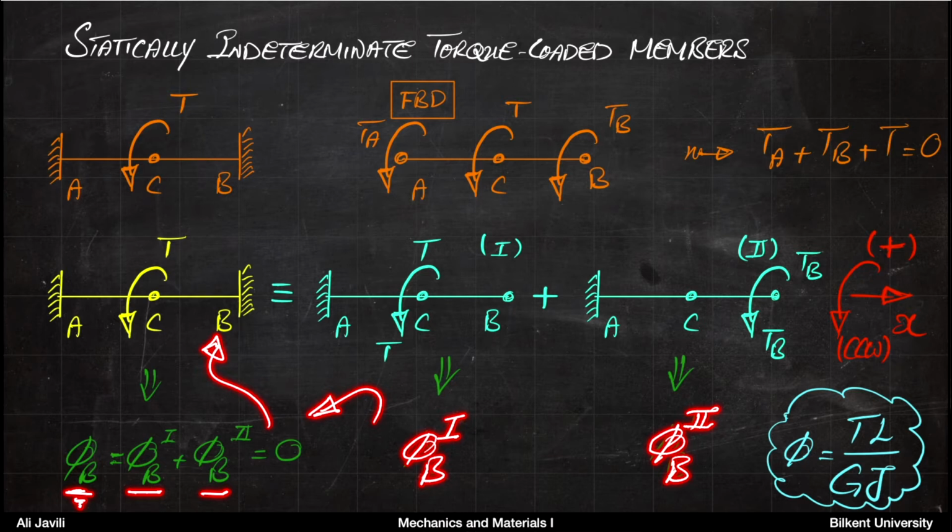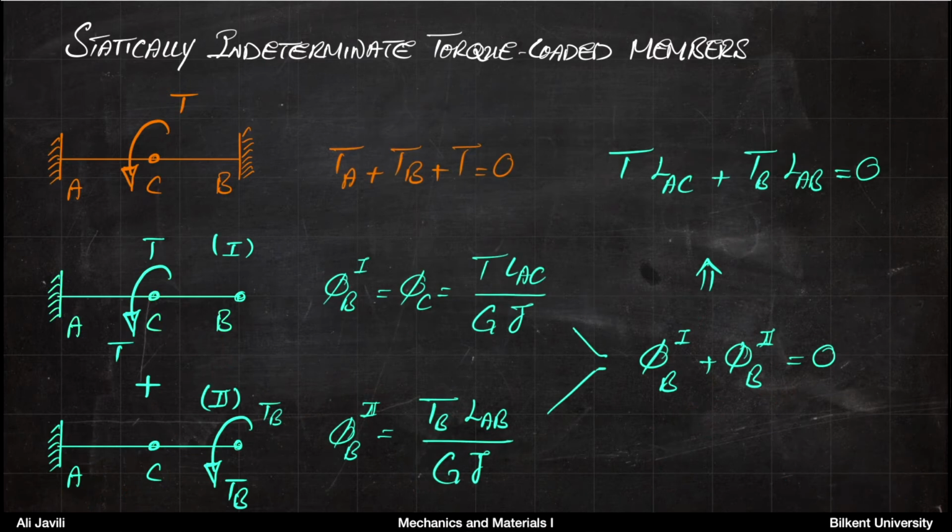Now for each of phi B1 and phi B2, we can use the formula that we had to relate the angle of twist to torque, that is phi equals TL over GJ. And that's what we want to do now. So for the first system, the angle of twist for point B is the same as the angle of twist for point C, because between B and C, there is no additional torque. So the torque between C and B is 0, so there is no change in angle of twist from C to B. Whatever angle of twist you get at C, you would get exactly the same also at B.